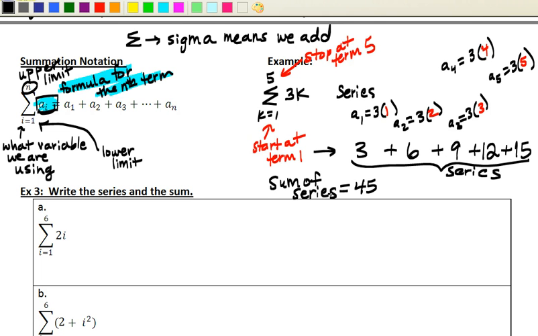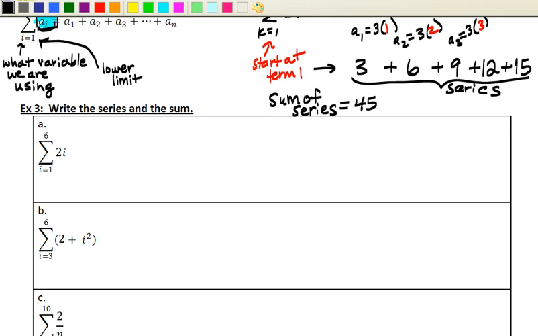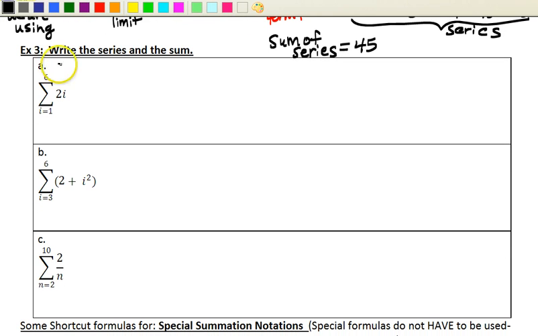For my first example, I've got term 1 up to term 6, and I'm finding 2i. Okay, so here I go. I like to kind of write out my work again. So I'm going to do term 1, term 2, term 3, 4, 5, and 6. And each time my formula is 2i. So each time I'm plugging in my term number in for i.